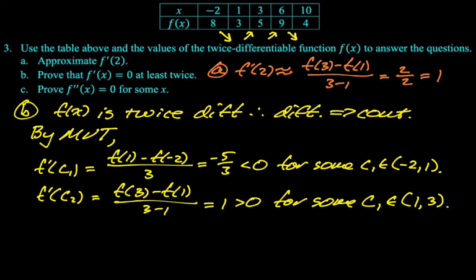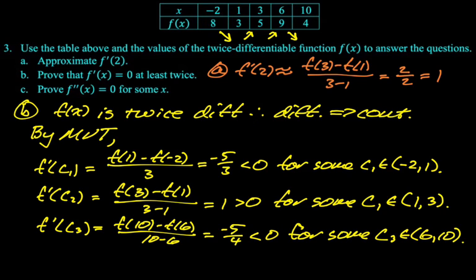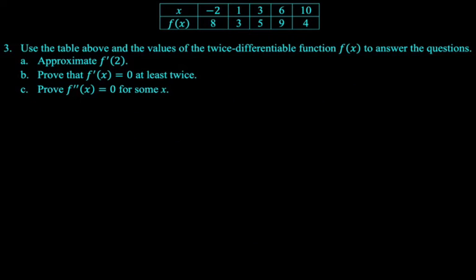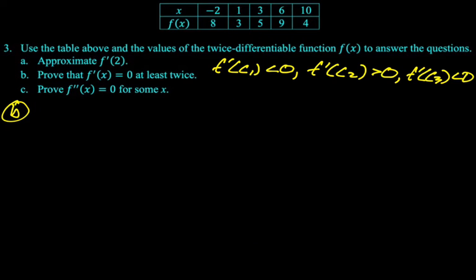But for the next one, I have to go 6 to 10. So I'm going to say f prime of c3 is f(10) minus f(6) over 10 minus 6. I think that is -5/4. That is less than 0 for some c3 between 6 and 10. You can see I'm out of space, so I'm going to just import f prime of c1 is -5/3, f prime of c2 is 1, f prime of c3 is -5/4 to the next page and keep going. So that's what we know so far.